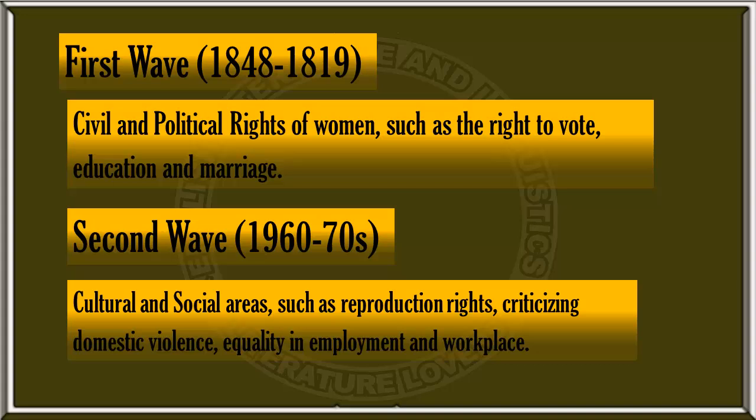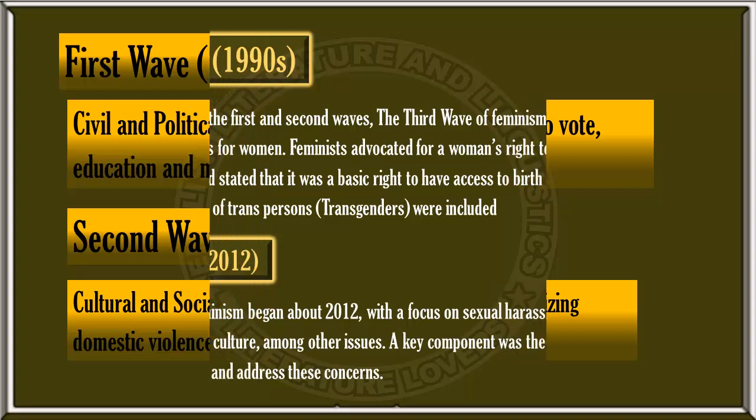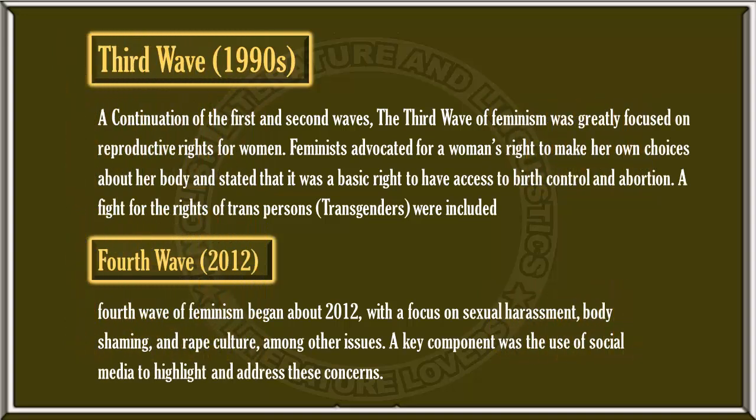The third wave of feminism, emerging in the 1990s, is a continuation of the first and second waves. The third wave of feminism was greatly focused on reproductive rights for women. Feminists advocated for a woman's right to make her own choices about her body and stated that it was a basic right to have access to birth control and abortion. A fight for the rights of trans persons was included as well.